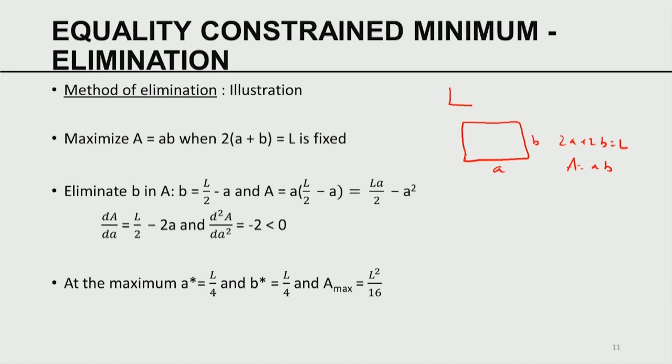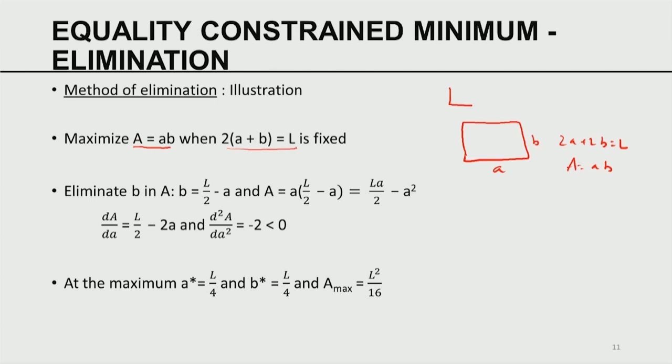Suppose somebody says, hey, I am going to give you a rope. The area that you can enclose by that rope is going to be yours free. So, humans are built greedy. So, you want to be able to say, hey, with this rope, I want to enclose the maximum area that I can. So, that is the problem now. So, maximize A is equal to AB when 2 times A plus B is L.